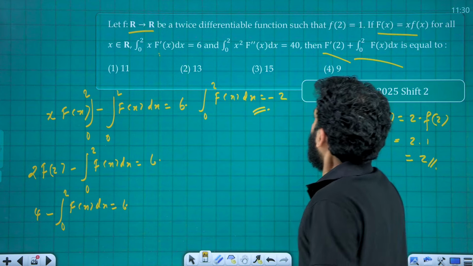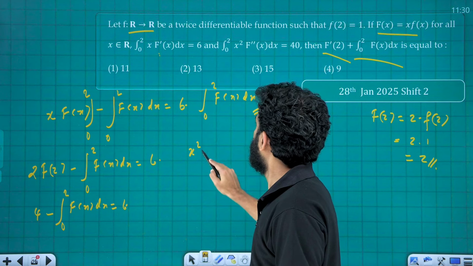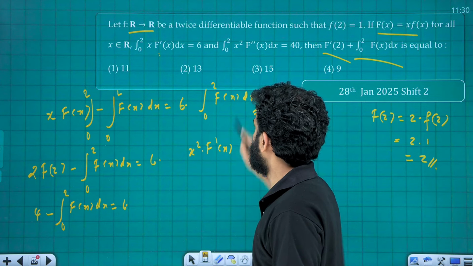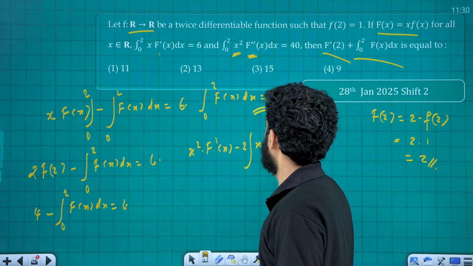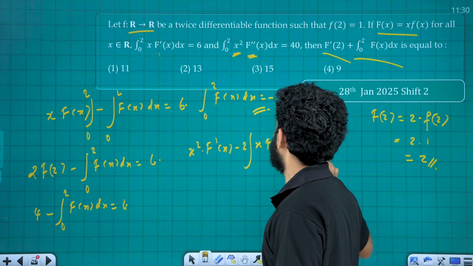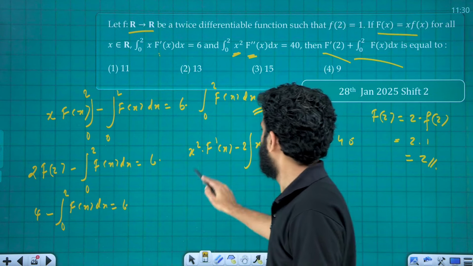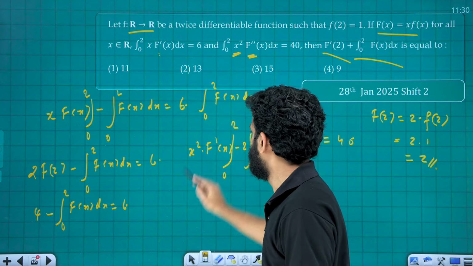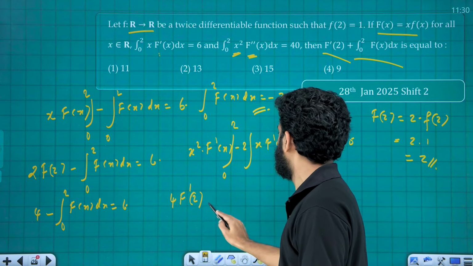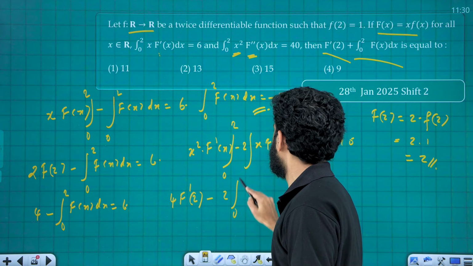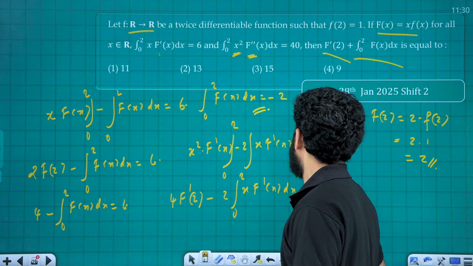Next one. We can formulate this one. It will be x square into f dash of x, like that, this should be treated as the first and this as the second, minus 2 into the integral of x into f dash of x dx, that is equal to 40, right? Therefore, the limit is 0 and 2, substitute 2, you will get 4 into f dash of 2, minus 2 into the integral from 0 to 2 of x into f dash of x dx is equal to 40, right?